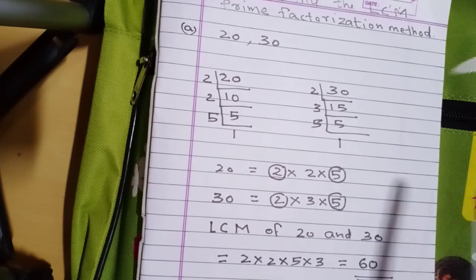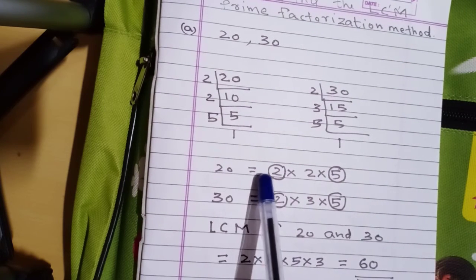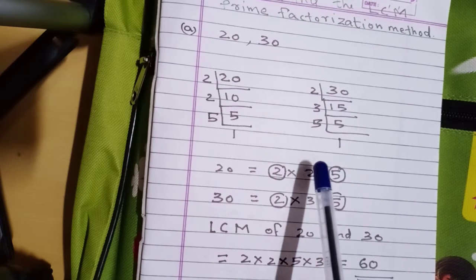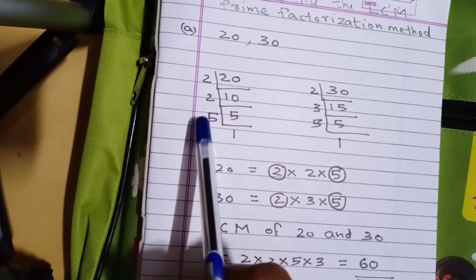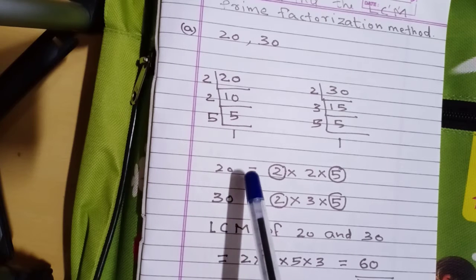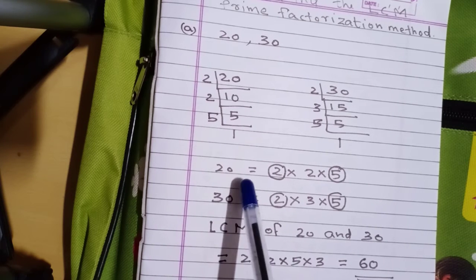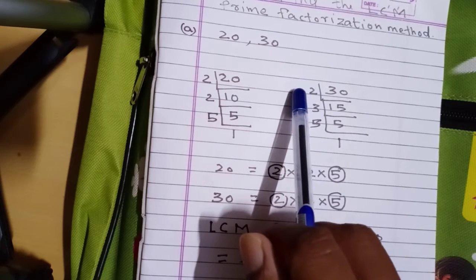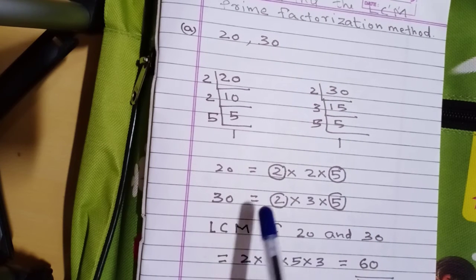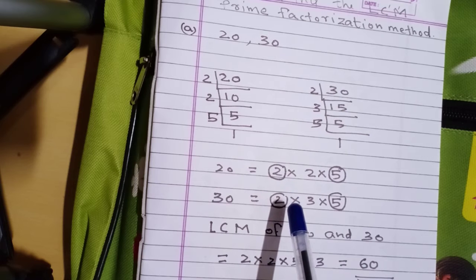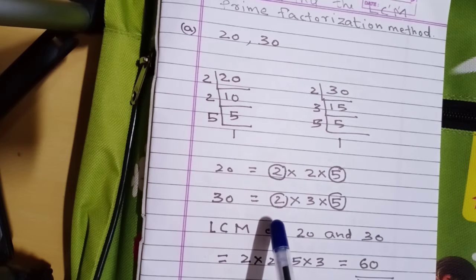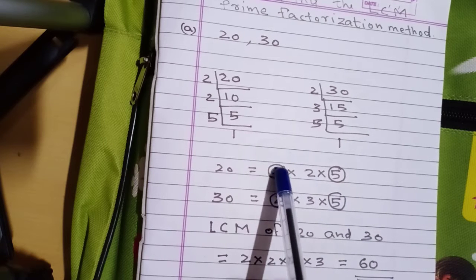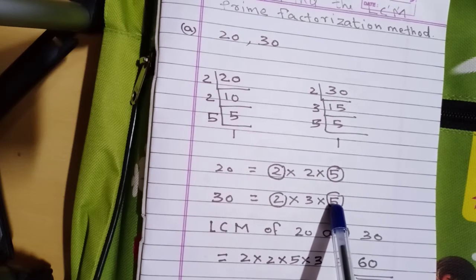So 20 is equal to 2 into 2 into 5. Look at it, 2 into 2 into 5. And 30 is equal to 2 into 3 into 5. 2 into 3 into 5. इसमें कॉमन multiples, 2 and 2 are common and 5 and 5 are common, so we round 2 and 5.